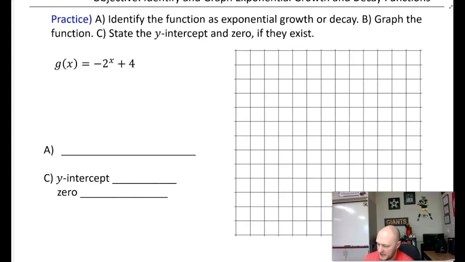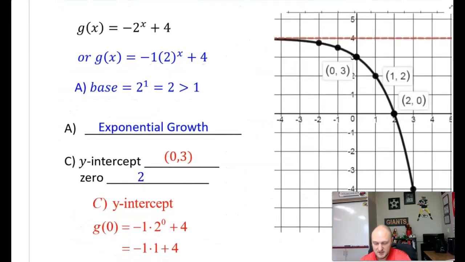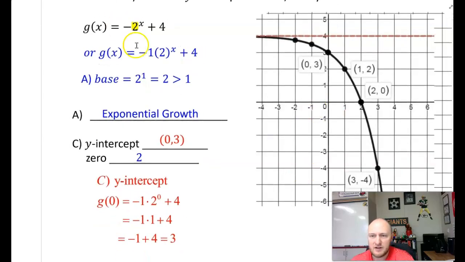All right, hopefully you went ahead and tried this. This is exponential growth, because our base is 2. But we do have an A value of -1. That causes our function to go down instead of growing up. Okay? We had an H value of +4. That gives us our horizontal asymptote here at y = 4.